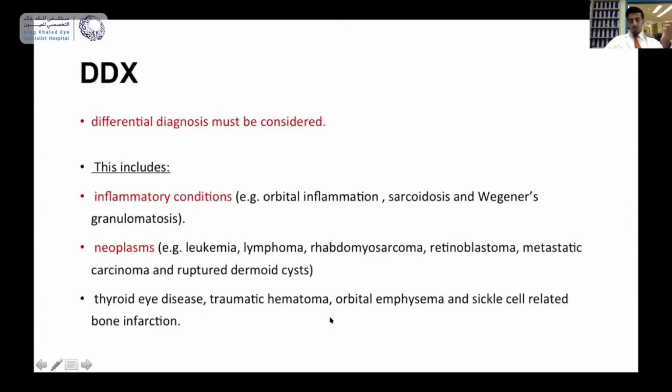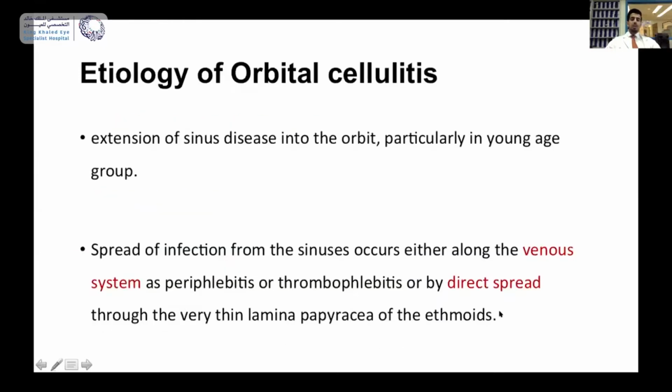Differential diagnoses that you have to keep in mind include inflammatory conditions like idiopathic orbital inflammation, or other specific inflammation like sarcoidosis or Wegener granulomatosis, now called granulomatosis with polyangiitis. Neoplasm is also an important differential. This includes leukemia, lymphoma, rhabdomyosarcoma, retinoblastoma, and also ruptured dermoid cyst. Other differentials that you have to keep in mind are thyroid eye disease, traumatic hematoma, and sickle cell-related bone infarction.